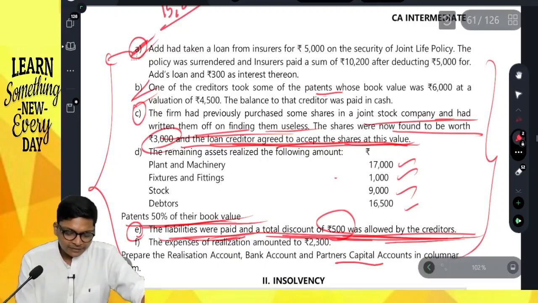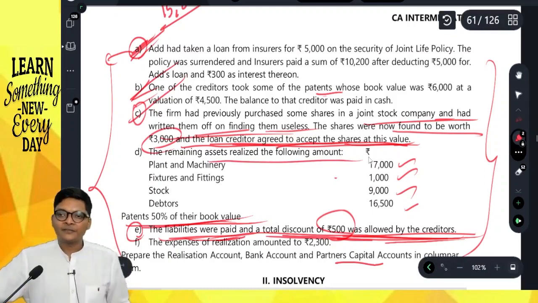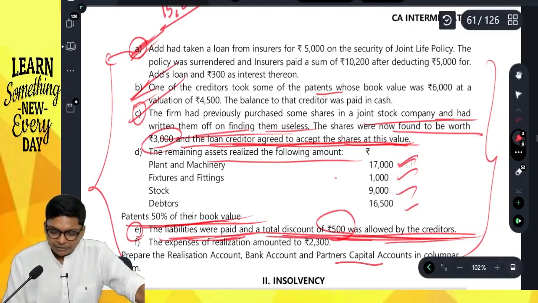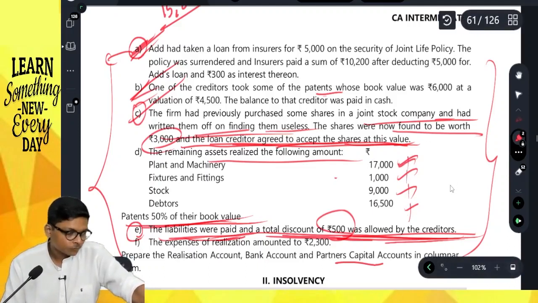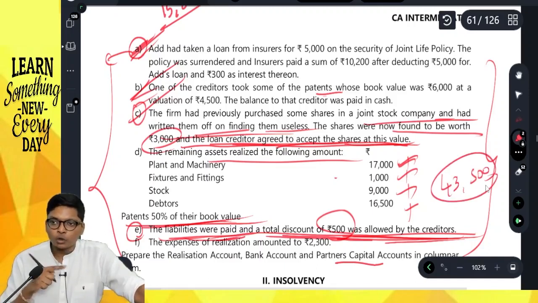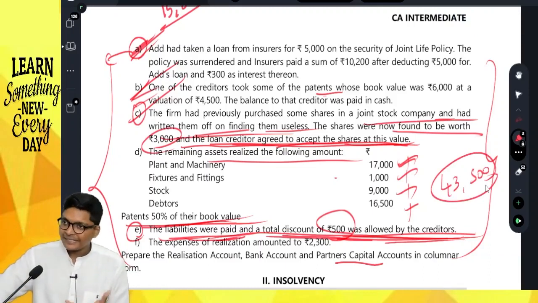So we are done with adjustment A, B, C. D, remaining assets realized. This is a favorite adjustment for me. Assets realized, so much. What is the total? 17,000 plus 1,000 plus 9,000 plus 16,500. 43,500. Entry: bank account debit, to realization 43,500. Correct? In the entry, you put the sum of all.